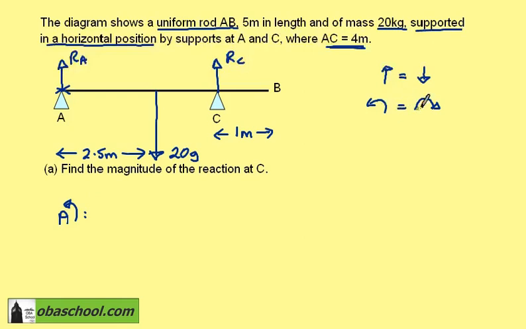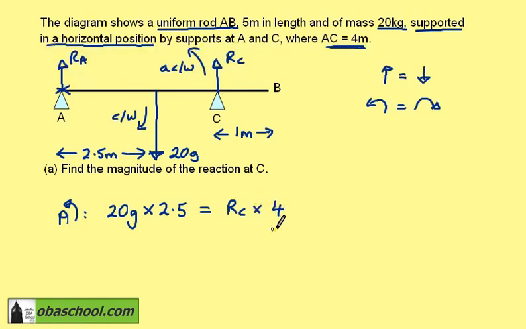we know that the anticlockwise and clockwise will be equal. This is a clockwise moment, and this one is an anticlockwise moment. So we have the 20g at a distance of 2.5 from the pivot, and this must be equal to RC, which we don't know, which is at a distance of 4 from the pivot.